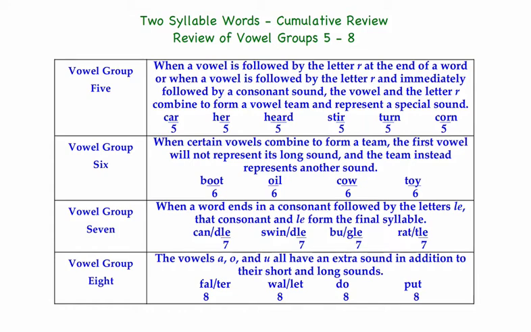And finally, vowel group 8, A, O, and U all represent an extra sound. When A, O, or U are representing their extra sound, you would put the number 8 under any one of those 3 vowels. I begin with row 1. We have 10 rows of words.